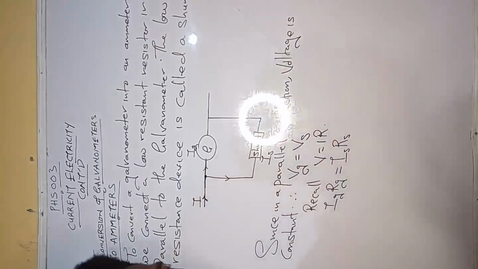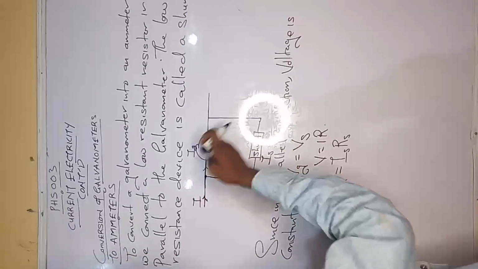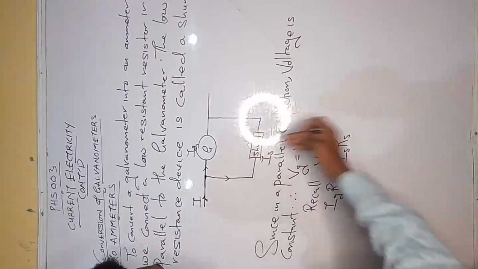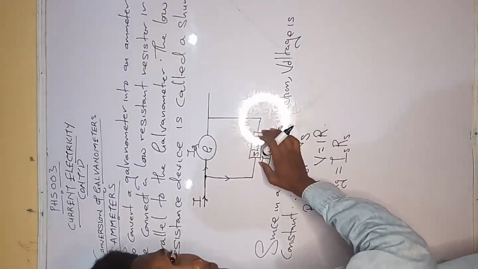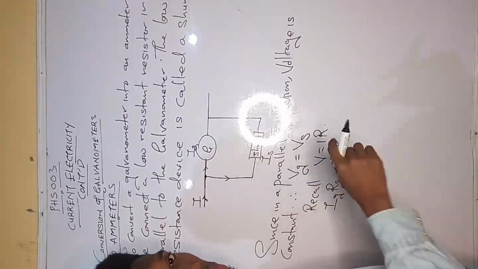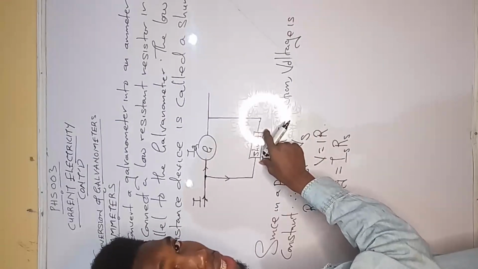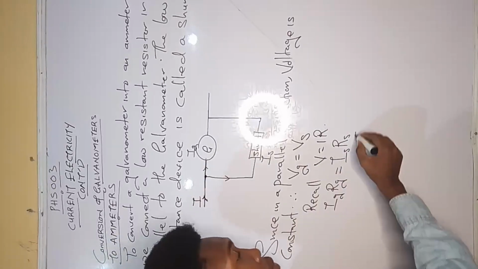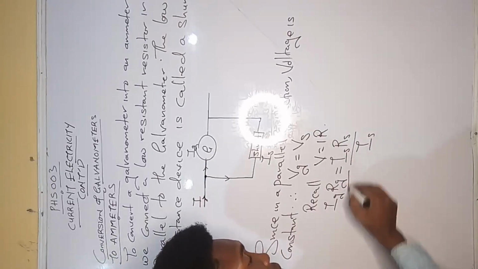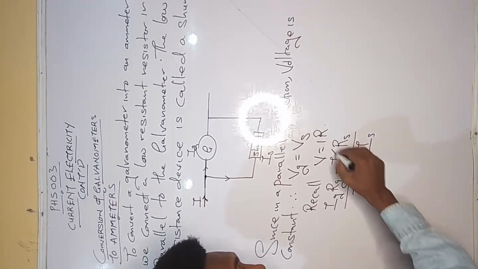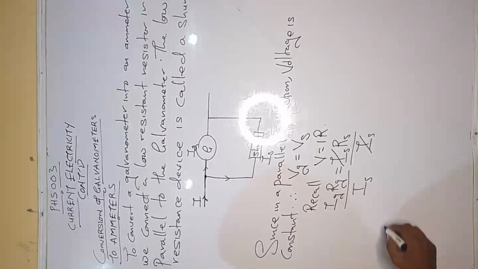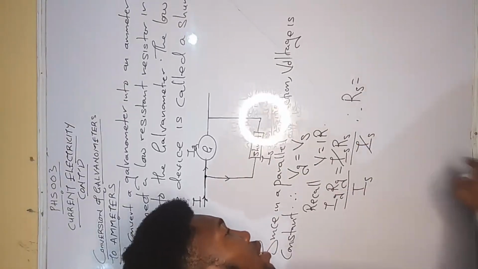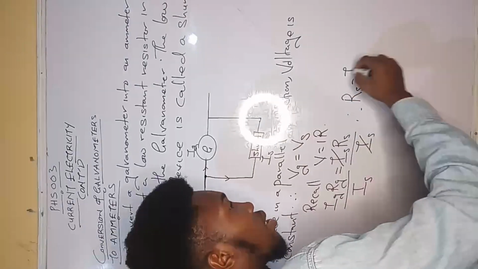Good. Remember that what we're emphasizing is the current that will flow through the shunt. We want to know what resistance must be connected in parallel to the galvanometer. So let's make Rs the subject of the formula here. I'm dividing both sides by Is. So Is cancels Is, and we are left with Rs equals IgRg over Is.